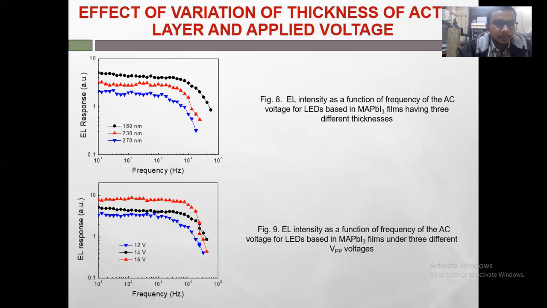Now, this figure shows that the thinner device operated up to a higher frequency. Similarly, higher voltage pushed the device to function up to a higher frequency. And the results are quite obvious, since the time width of a half cycle should be shorter for a thinner device, so that the device may recombine up to a higher frequency. Likewise, a higher voltage drives the carriers across the device within a short time, implying the requirement of a smaller half cycle, or higher frequency, in enabling radiative recombination and thereby EL emission.